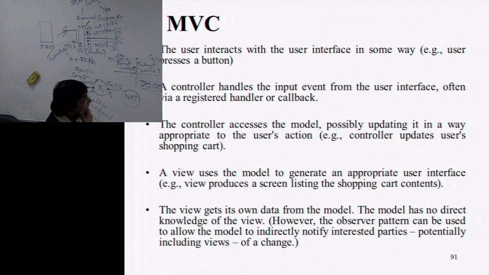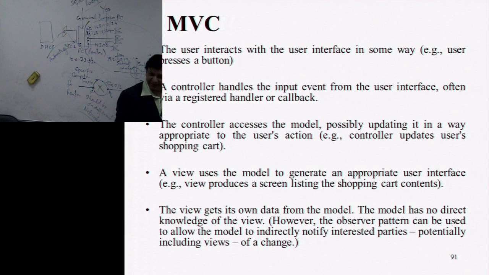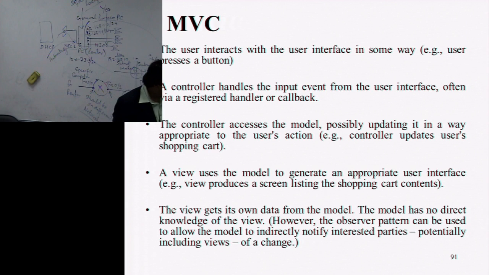The user interacts with the user interface, like pressing a button. The controller handles the input event from the user interface, often a registered handler or callback. The controller accesses the model, possibly updating it according to the user action. So the controller updates the user's shopping cart, like on Amazon. So the controller is responsible for updating the model. The view uses the model to generate an appropriate user interface. For example, the view produces a screen listing the shopping cart items.